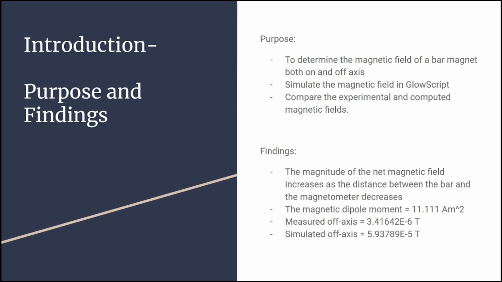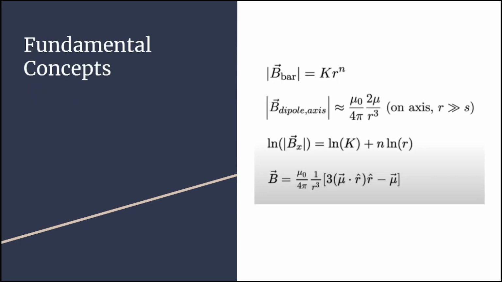So, some findings we had were that the magnitude of the net magnetic field increases as the distance between the bar magnet and the magnetometer decreases. We also found that the magnetic dipole moment for the bar magnet was 11.111. The measured off-axis magnitude for the magnetic force was 3.416 times 10 to the negative 6, and the simulated off-axis magnitude was 5.938 times 10 to the negative 5.